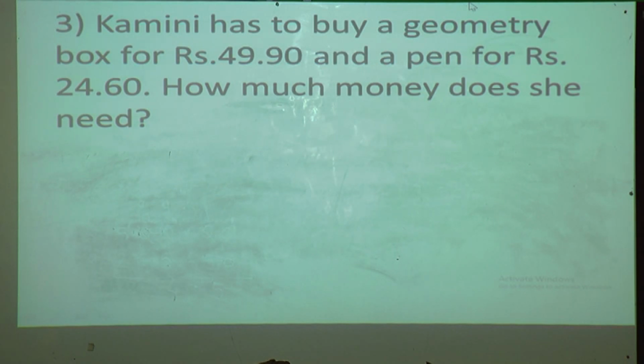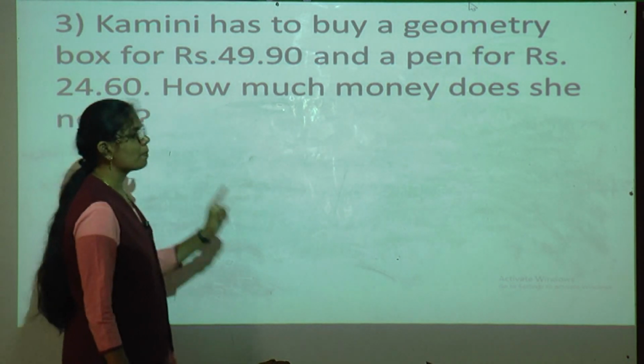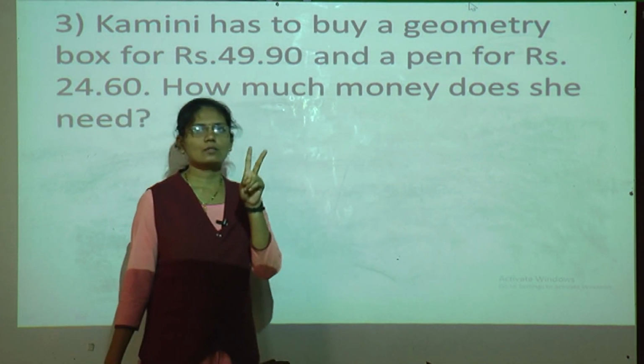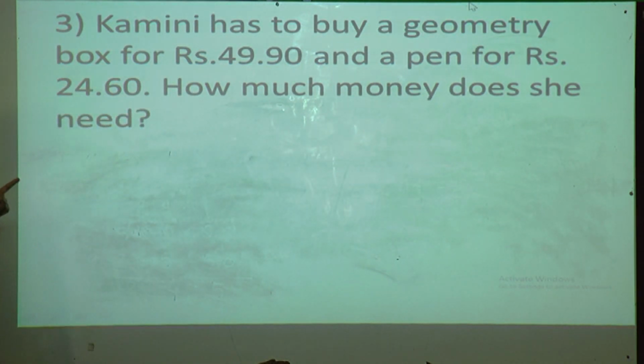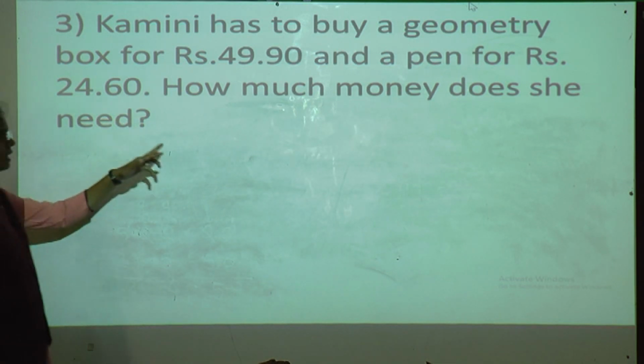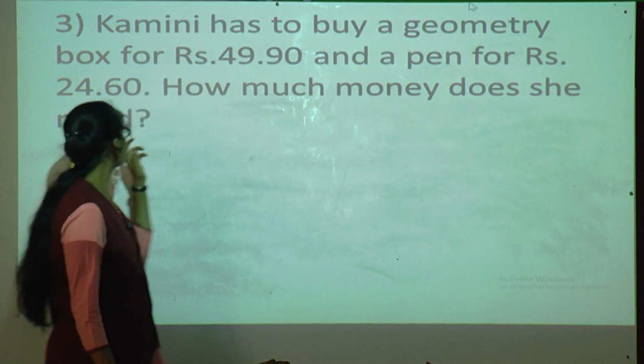Now see, read the question carefully. What is the question? Kamini has to buy two things. She has to buy one geometry box and the cost of the geometry box was rupees 49.90. Okay, and also she has to buy a pen for rupees 24.60. And the question is, how much money does she need?